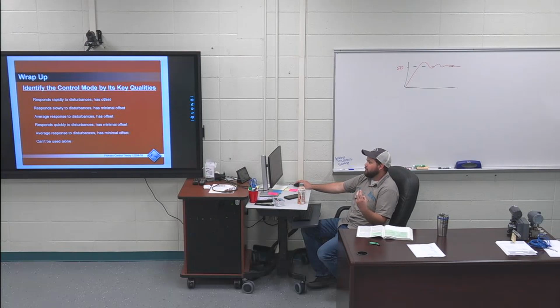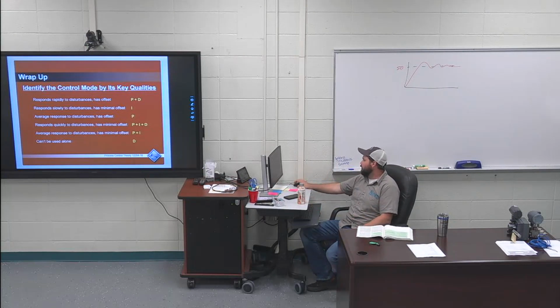Responds rapidly to disturbance, has offset. Okay, it gives you all of them, I did it one by one. So that would be proportional plus derivative. Integral is what takes care of the offset. So has minimal offset, but it responds slowly, meaning the gain is bad, but it doesn't have an offset. So that's I. Average response to disturbances, but it has an offset, that's just P.